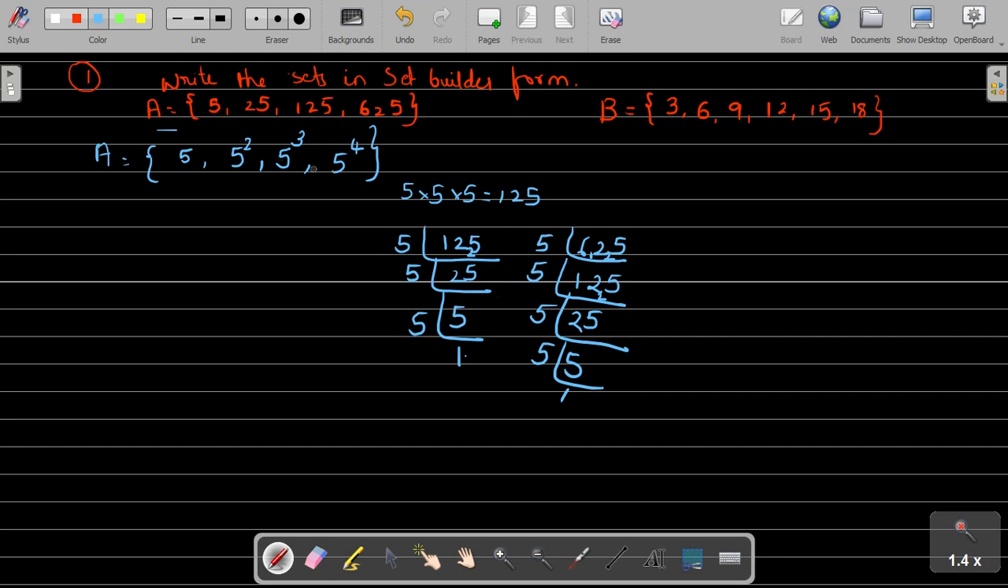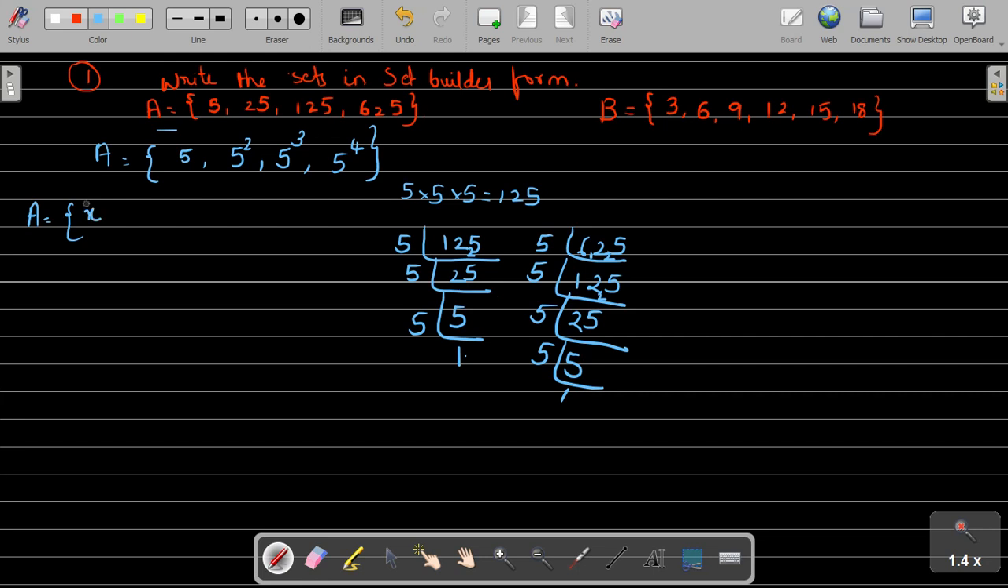This is still in the roster form. Now he has asked us to show this in the set builder form. In the roster form we represent sets in the form of a list separated by commas. Now in order to write it in the set builder form, we need to write the rule. So how do you write it?